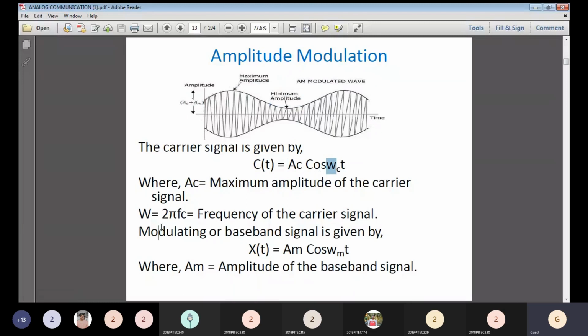Next, the modulating signal, baseband signal or message signal. The message signal is called the modulating signal because it is used to modulate the carrier. The second term, baseband signal, is used because it is in its base frequency. That is equal to AM. The suffix M represents modulating or message signal, and the suffix C represents carrier. So AM is the amplitude of the message signal, and omega M is the frequency of the message signal.